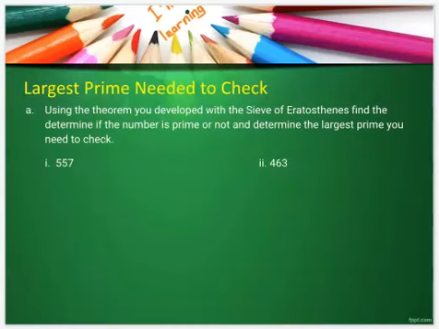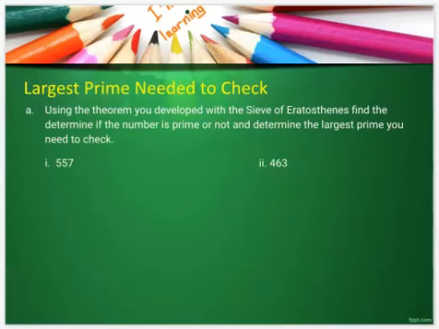So for 557, to determine the largest prime we need to check, we take the square root of 557 and we check all the primes up to that. The same is true with 463. You can pause the video here and see if you get the right answers for those. We didn't check to see if it's prime or composite. All we're checking is the largest prime we would need to check.